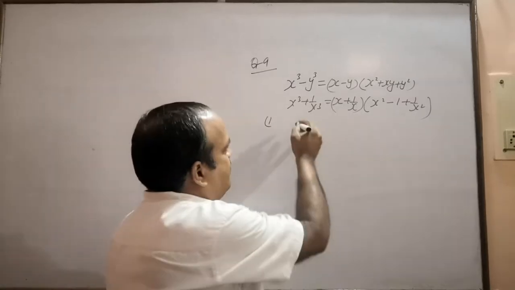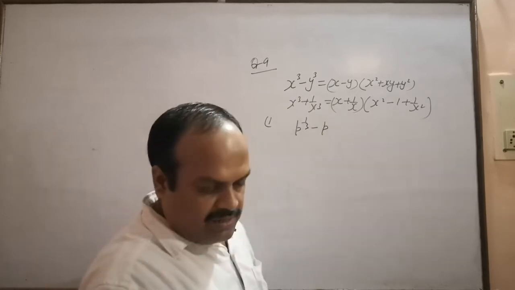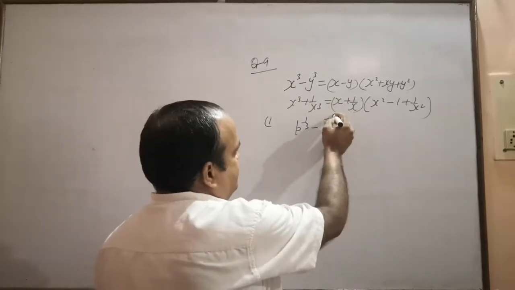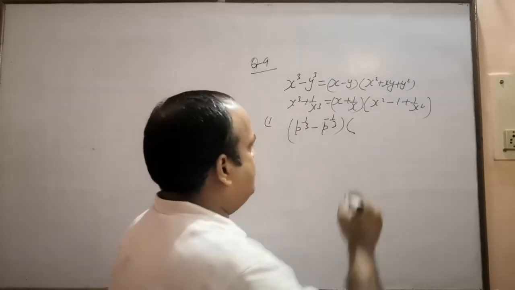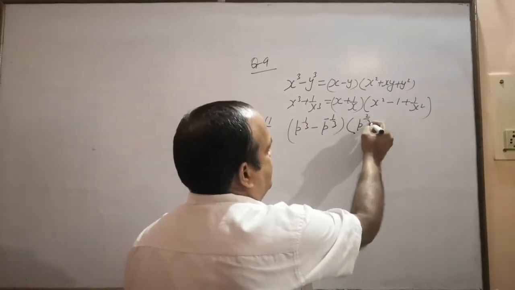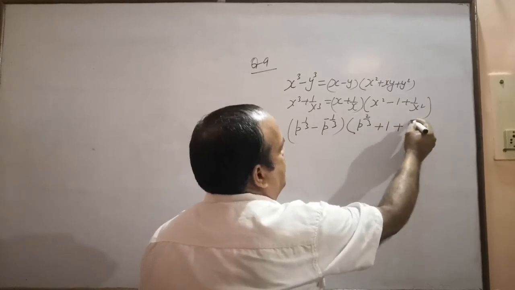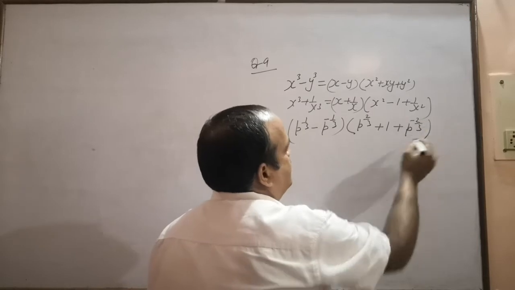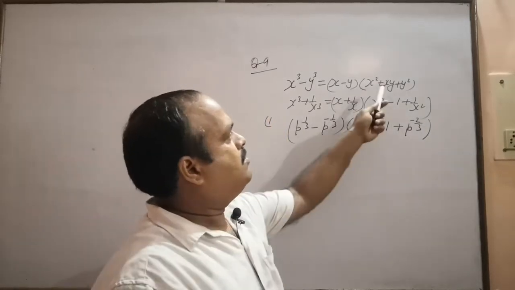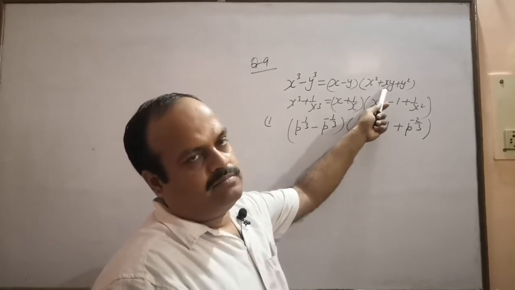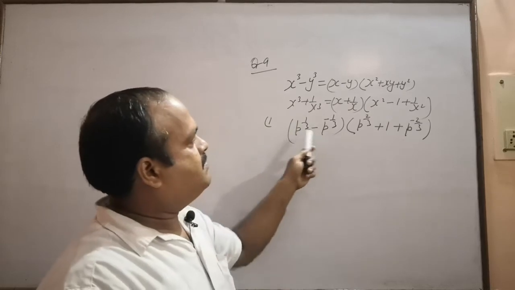We have p to the power 1 by 3 minus p to the power minus 1 by 3 into p to the power 2 by 3 plus 1 plus p to the power minus 2 by 3, which is quite similar to this form. I am not saying exactly this form. In the first bracket, difference.